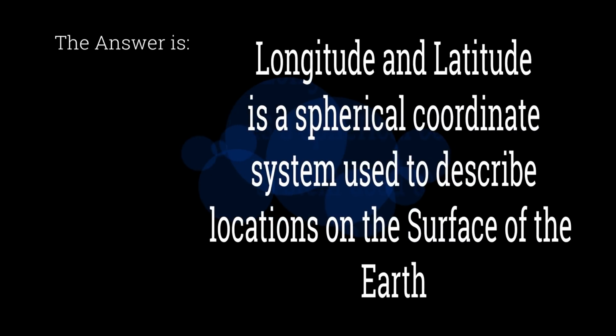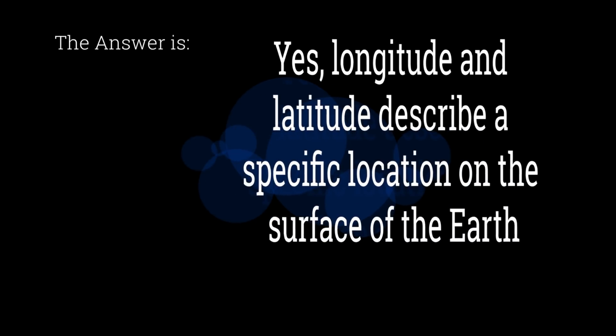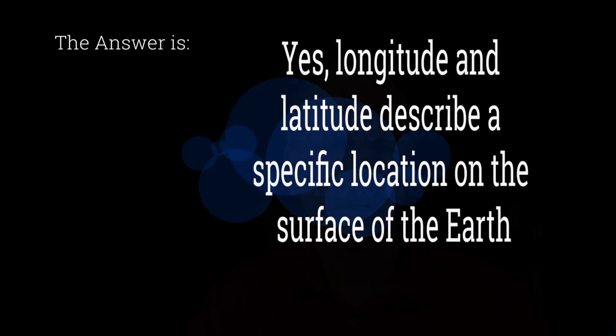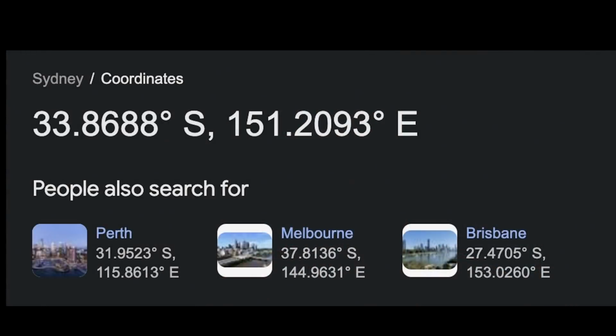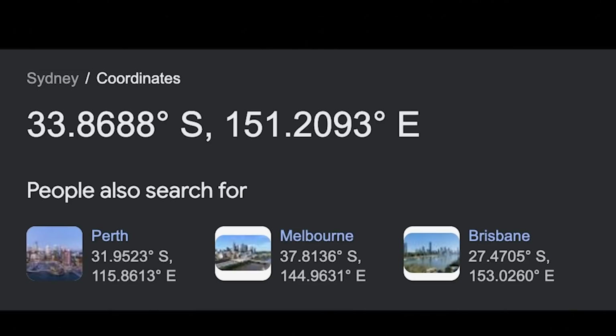What is longitude and latitude? It's reverse a Cartesian grid system. And does longitude and latitude describe a single spot on the surface of the Earth? With the coordinate system, yes. Given the latitude and longitude of cities, can we calculate the distance between those cities? If so, how do you do it?